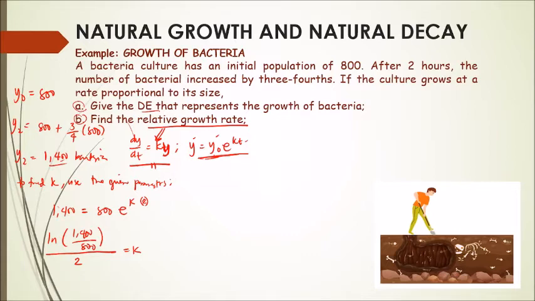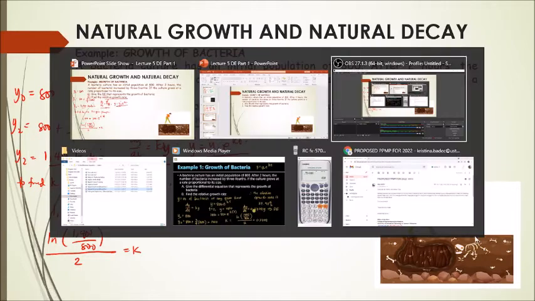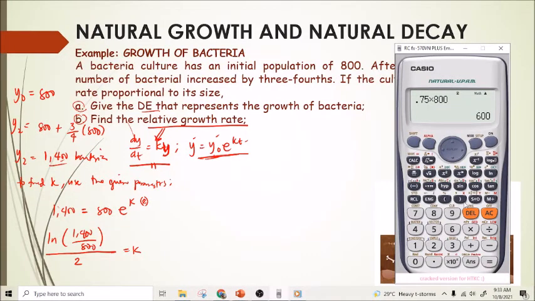So, this is very arithmetic, basically. So, ln of 1,400 divided by 800, over 2. Here's my calculator. That is 0.2798. Okay, so that is our k. Let's store this in A. Alright, we will use this now.